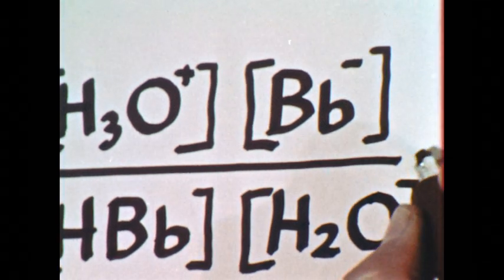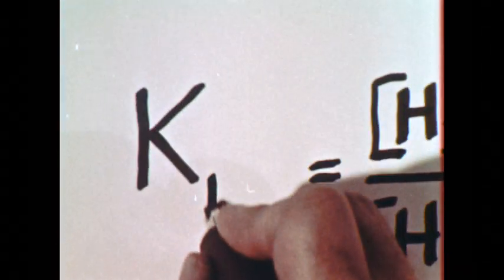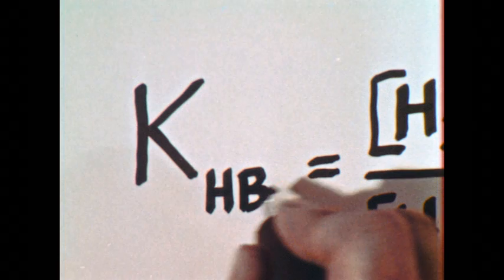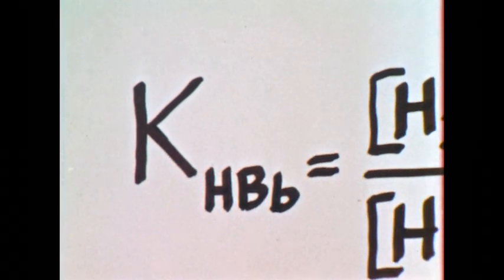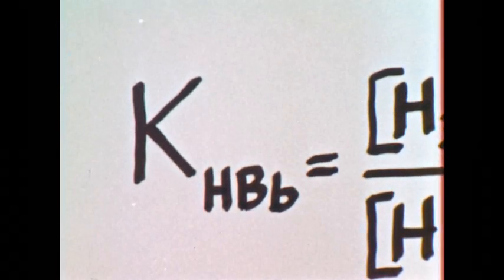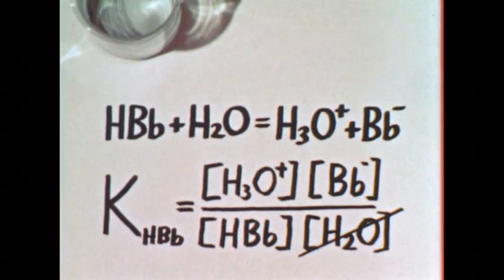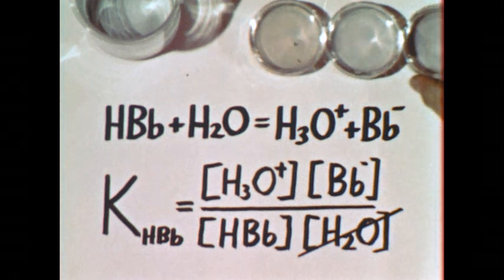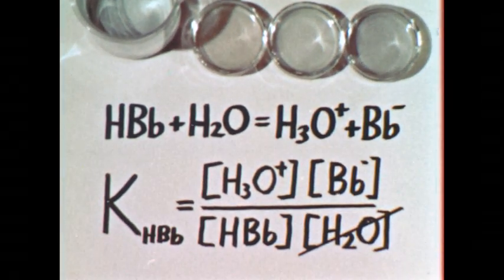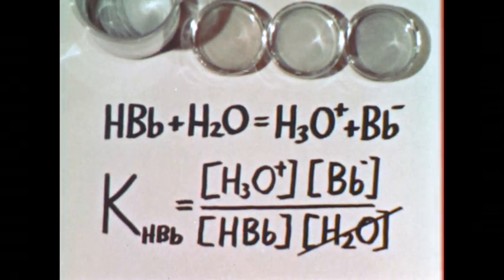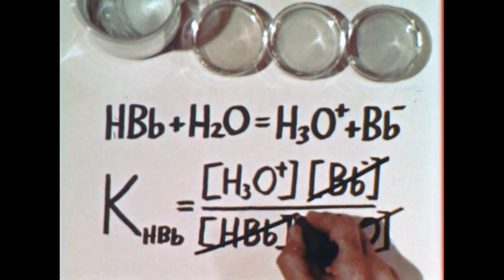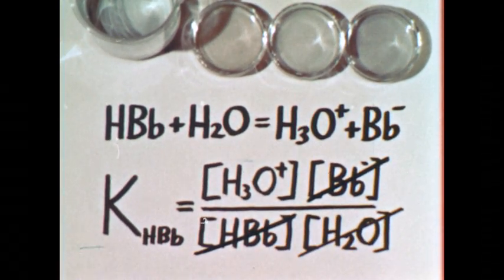The concentration of water does not vary, so we can incorporate its value with K to give us a new constant, KHBB, the ionization constant of bromothymol blue. In the water solution, the concentrations of the blue and yellow forms are equal. Since these concentrations are equal, the ionization constant equals the hydronium ion concentration in the neutral water.